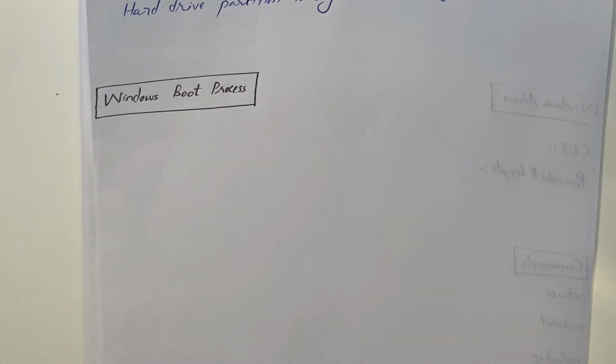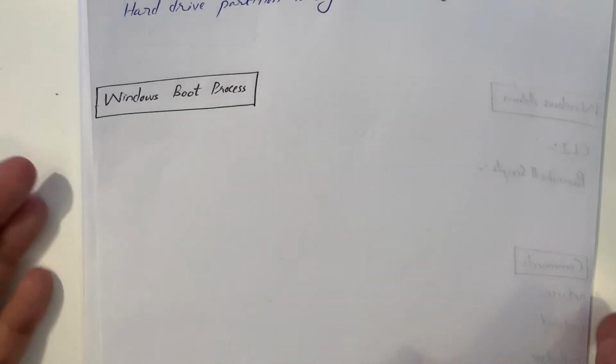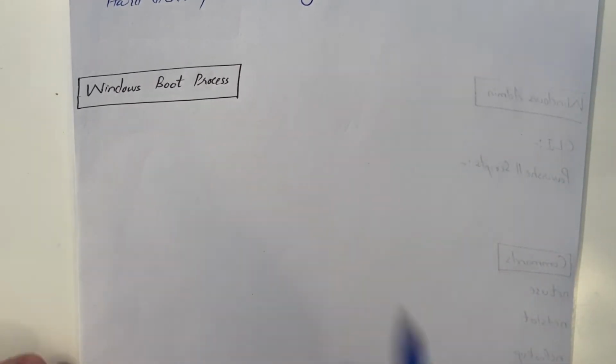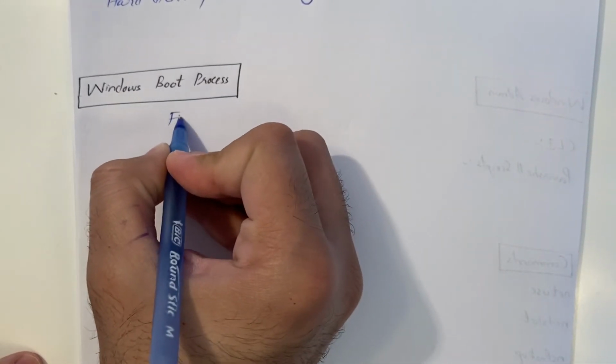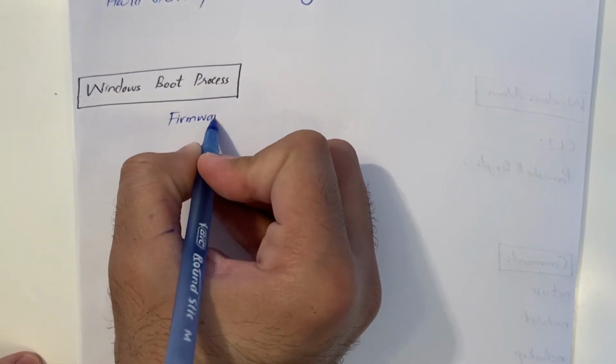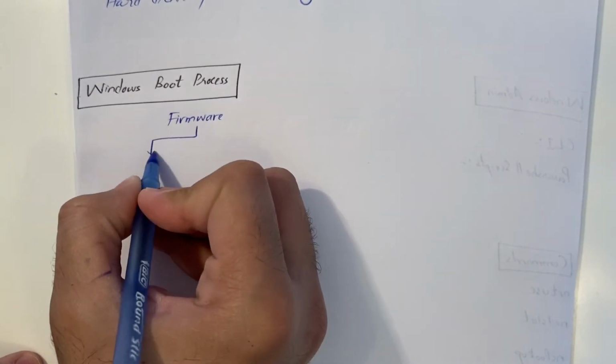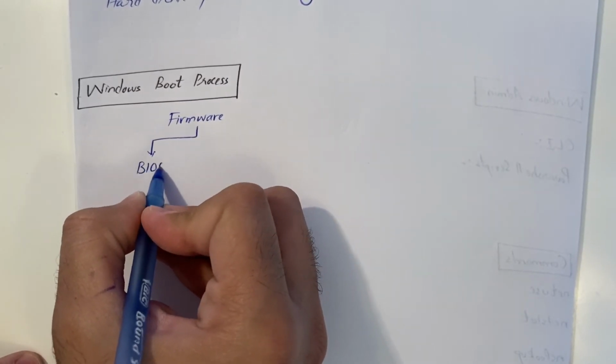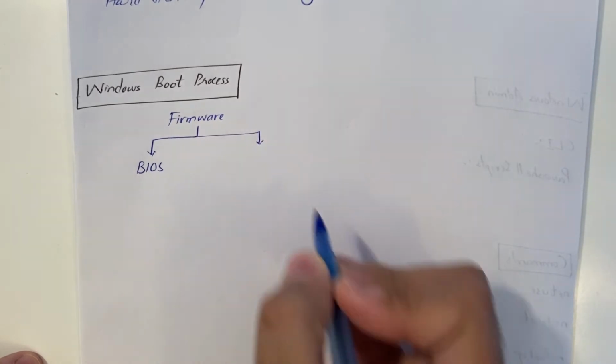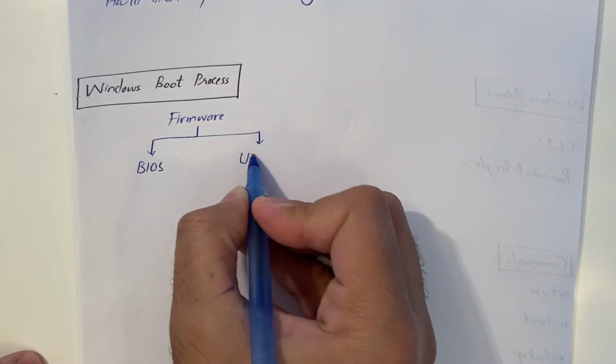We use the term boot. Boot means restarting. When we restart the computer, it's called the booting process. And there are two firmware that support the booting process. There are two firmware that come with a computer. One is called BIOS, basic input output system. And the second type of firmware, which is a new type, is called UEFI.